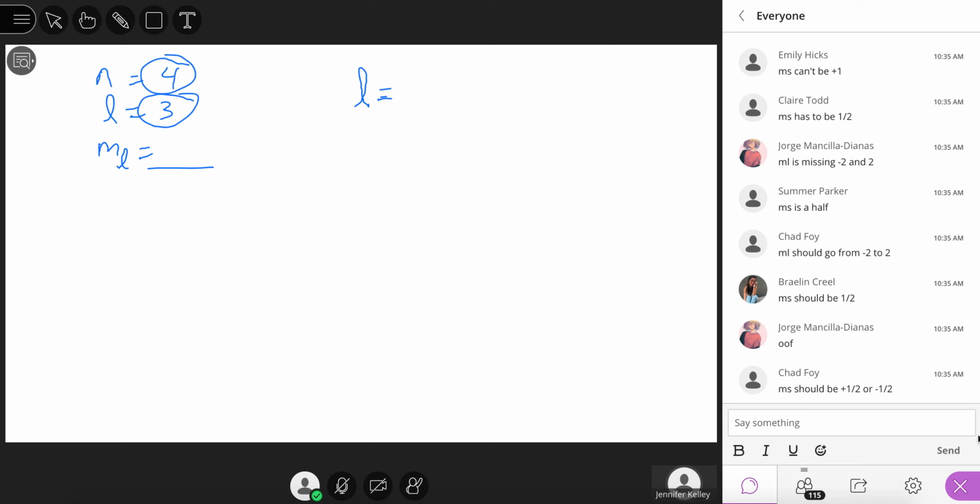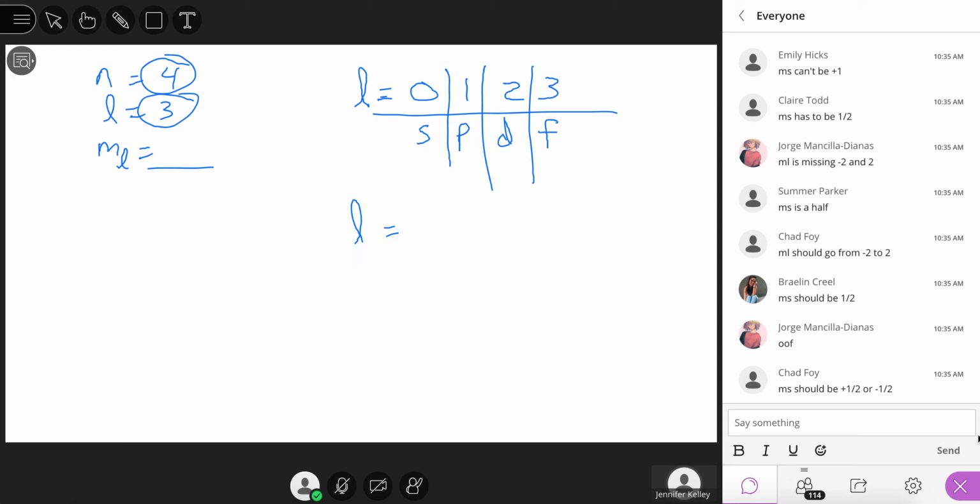So with L, you make this chart, 0, 1, 2, 3. If it's 0, that's an S. If it's 1, it's a P. If it's 2, it's a D. And if it's 3, it's an F. So you can kind of remember it like this. L equals 0, 1, 2, 3, SPDF.